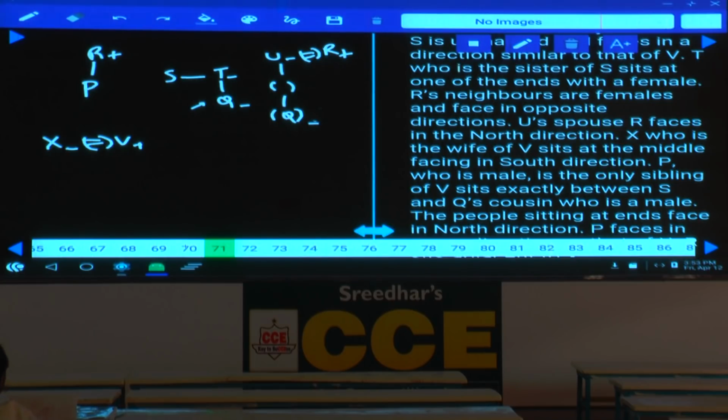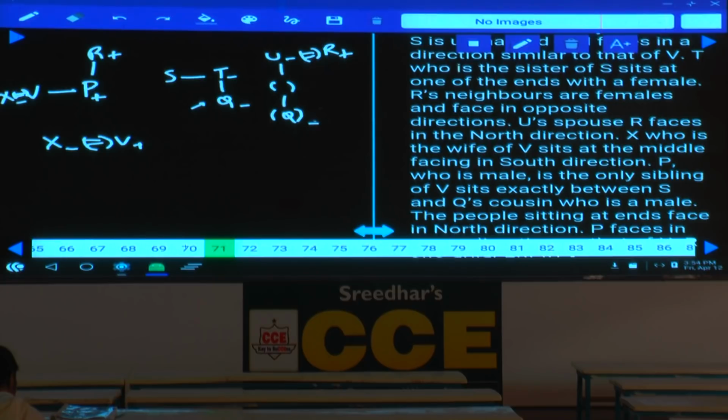P, who is a male, is the only sibling of V. Now this P is the only sibling of V, isn't it? And V will be here. And next, this P is the only sibling of V. V is married to X. V and X are a married couple, isn't it?